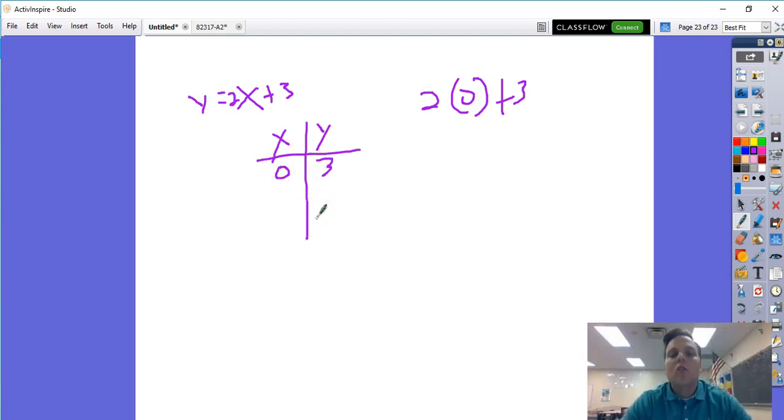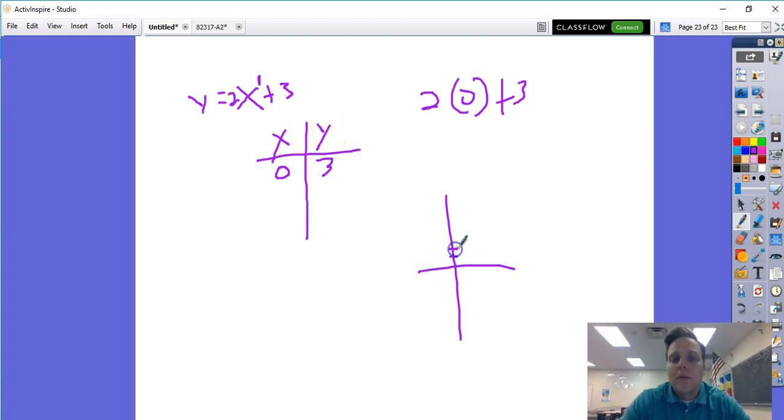Okay? So let's talk about how I can find all possible inputs and all possible outputs. Well, one of the easiest ways to find the entire domain, which is all possible x values, and the entire range, which is all possible y values, is to see a graph of the function. So maybe you don't know how to graph y equals 2x plus 3, but since x is just raised to the first power, that means it's linear, so that means we have a line.